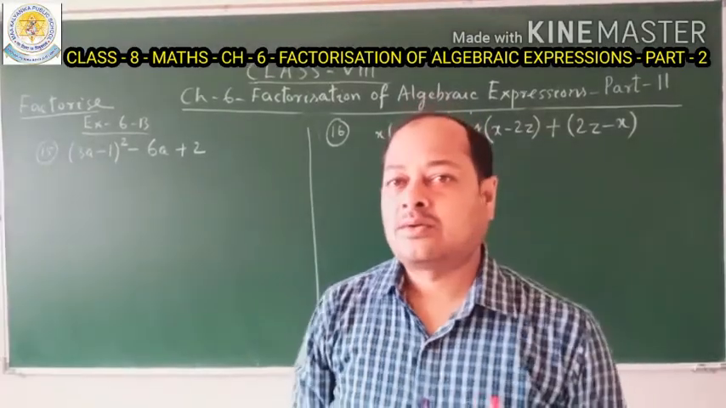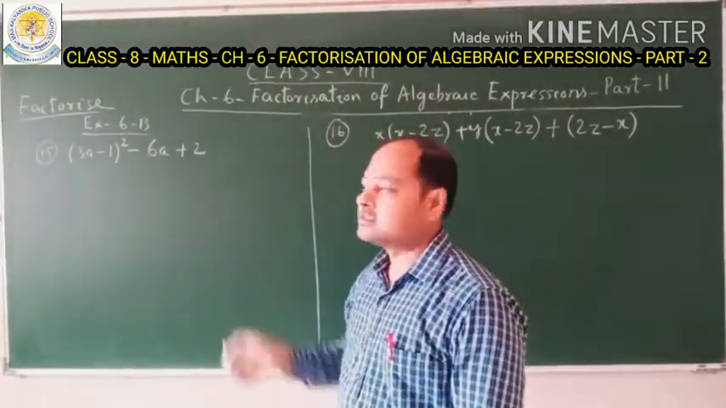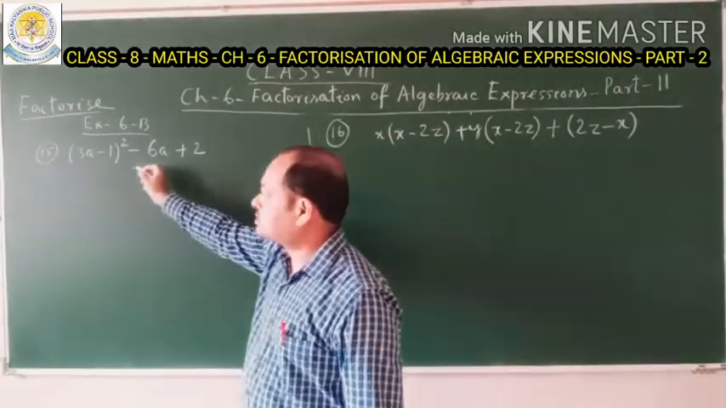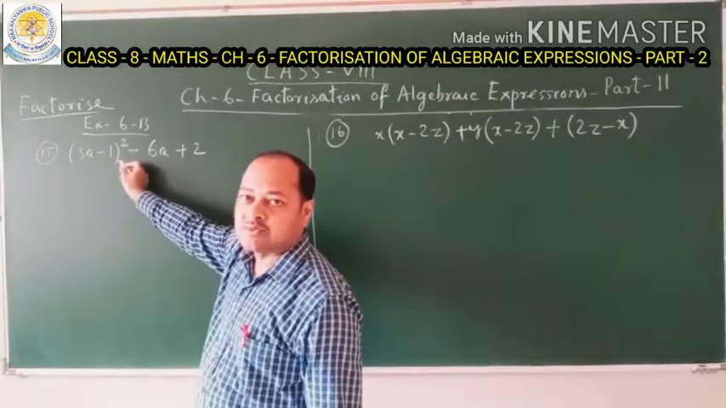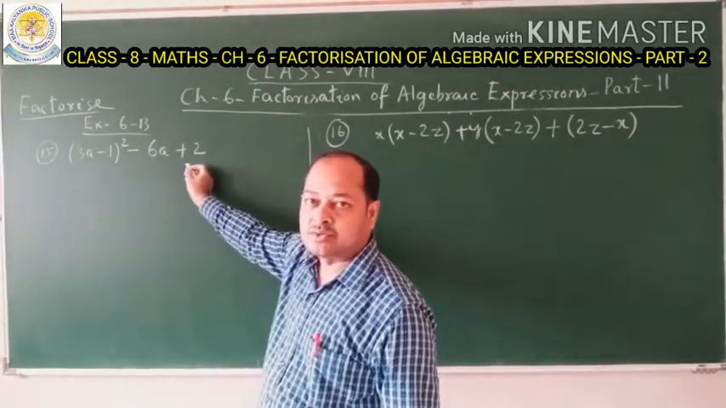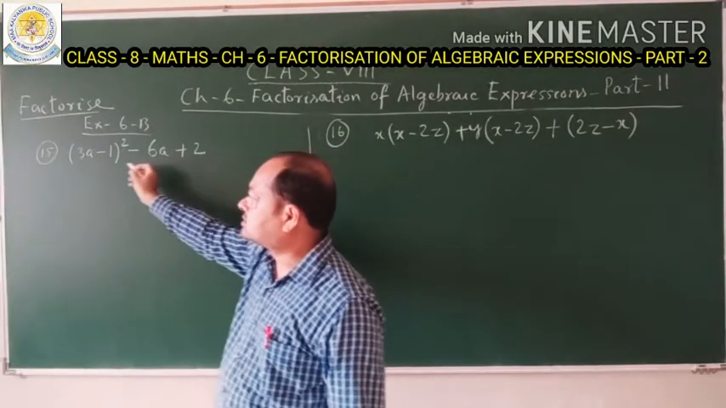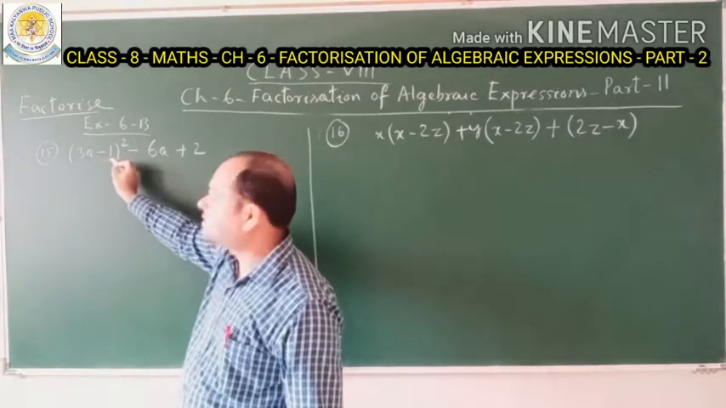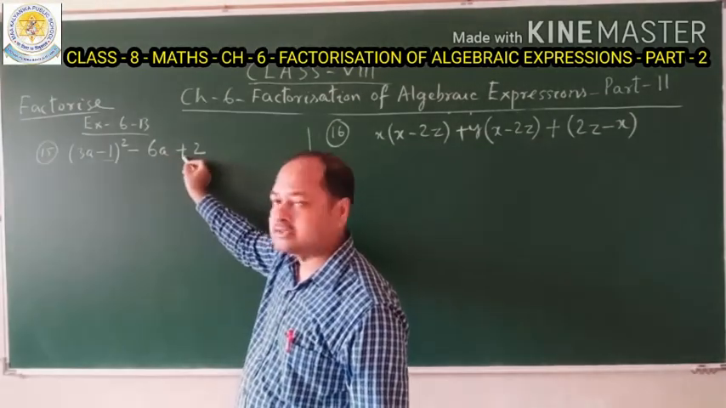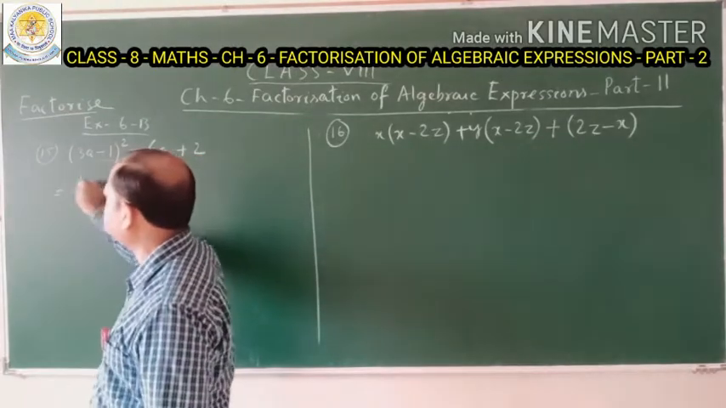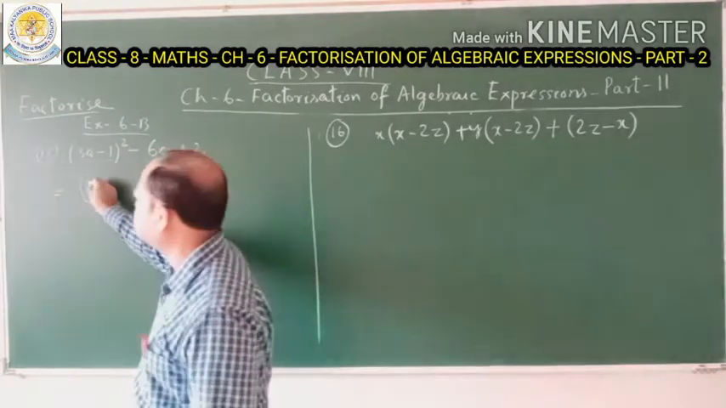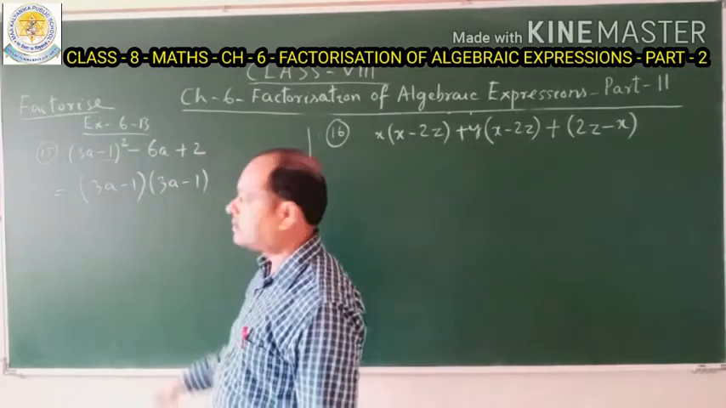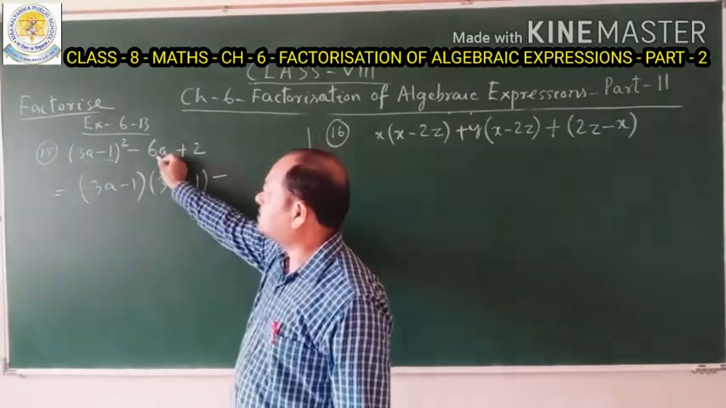Okay. Now we are going to solve some more questions on this exercise, that is 6b. Look at this question number 15. The question says factorize 3a minus 1 whole square minus 6a plus 2. So here what you are looking for is the same common factor. 3a minus 1 is already one factor. We have to make this term 3a minus 1. 3a minus 1 whole square you can write like this: 3a minus 1 into 3a minus 1. Okay. Then here minus 6a and plus 2.